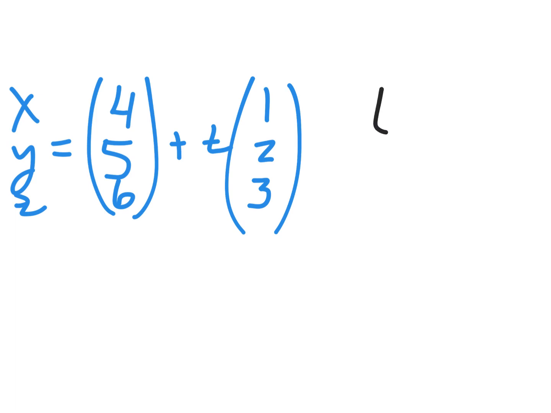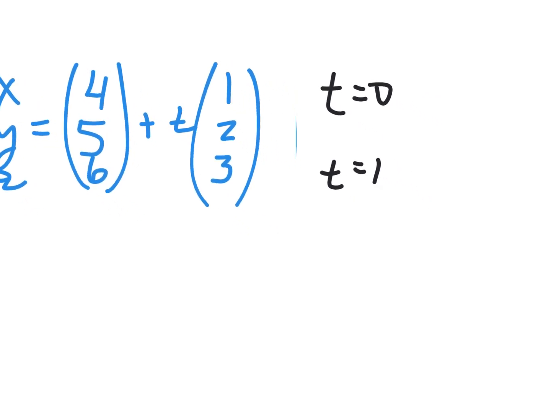Where is this ball at time equals 0? Where is that ball at time equals 1? And don't say 1, 2, 3, that's wrong. Where is the ball at time 0? Where is the ball at time 1? Pausing. All right, at time 0, it's super simple. You could put a 0 here, but it's just going to cancel out the whole second part. So it's just 4, 5, 6 is where he's at time 0.